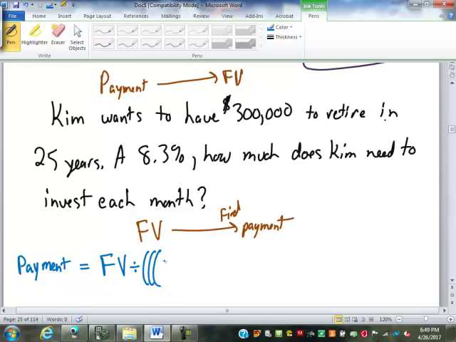3 open parentheses, 1 plus R divided by N to the power of N times T minus 1, close parentheses, divided by parentheses, R divided by N, close and close.